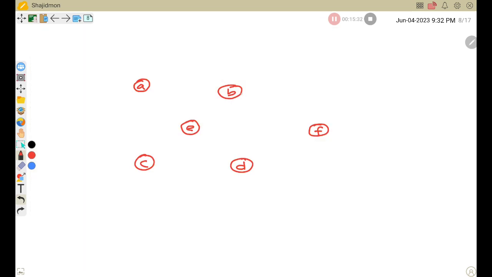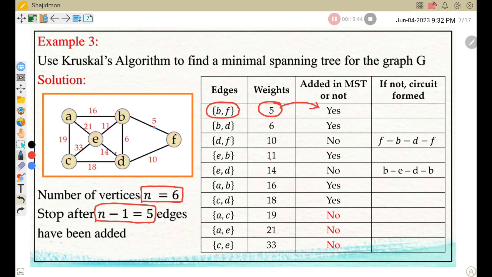Okay, so BF, what edge am I adding? BF edge. This edge I am adding. What is the weight of that edge? 5. I can mark here 5. Okay, so is this added or not is the question. Yes, it is added. How are we writing yes or no? What is the condition? It should not form any simple circuit. That is the idea. Simple circuit should not form.